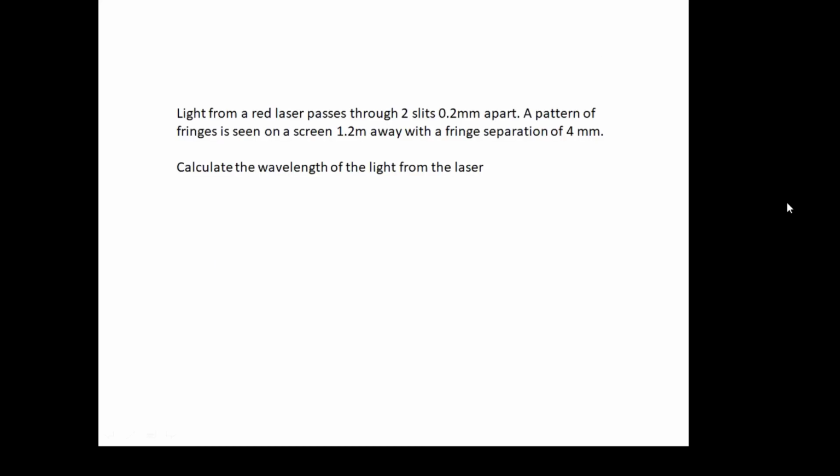Here's a question for you to do. Light from a red laser passes through two slits 0.2 millimeters apart. A pattern of fringes is seen on a screen 1.2 meters away. The fringe separation is 4 millimeters. Calculate the wavelength of the light from the laser. And that's the answer you should get.